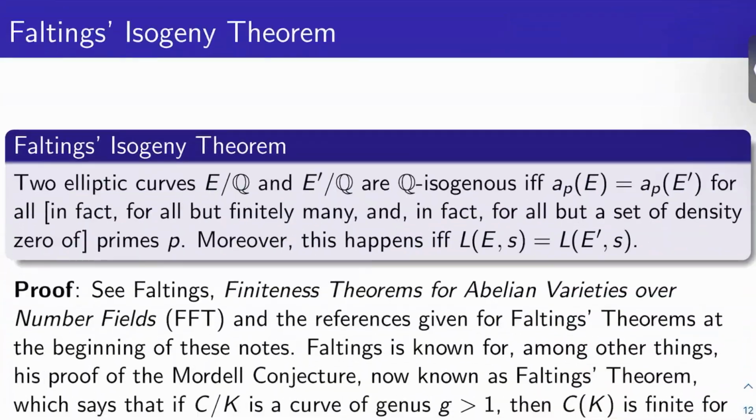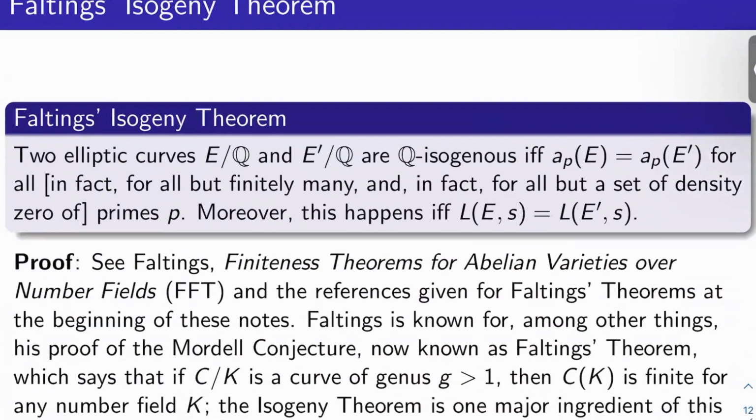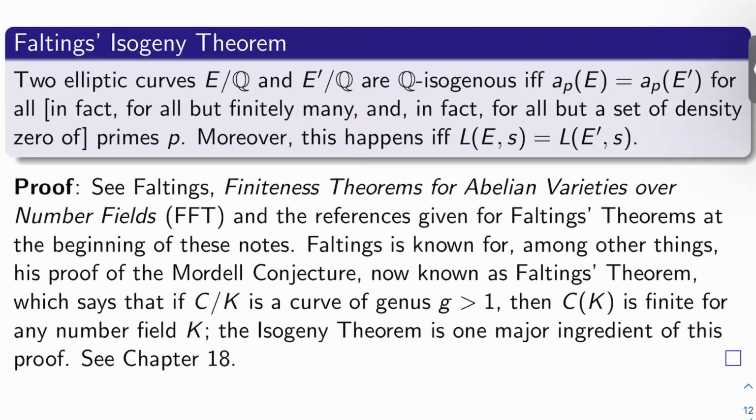Okay, now as amazing as that was, so what's the upshot? Again, the upshot is two elliptic curves over the rationals that are Q-isogenous have the same L functions. And as amazing as that is, it turns out the converse is true. And this is Faltings' isogeny theorem. Two elliptic curves E over Q and E' over Q are Q-isogenous if and only if a_p(E) equals a_p(E') for all, or in fact for all but finitely many, or in fact for all but a set of density 0 primes p. And moreover, this happens if and only if the L functions of E and E' match.